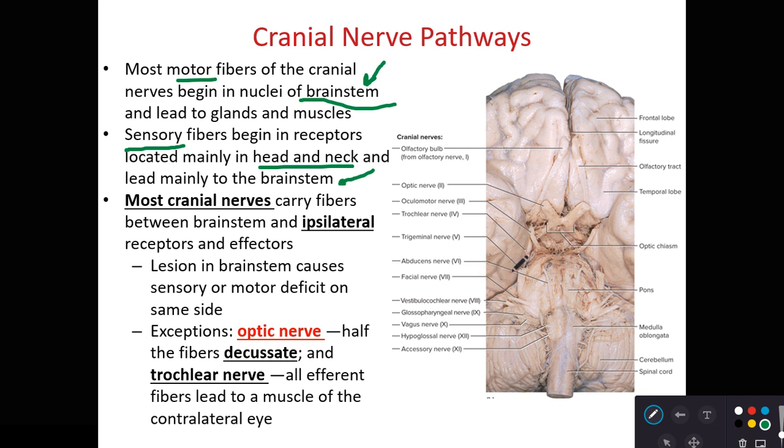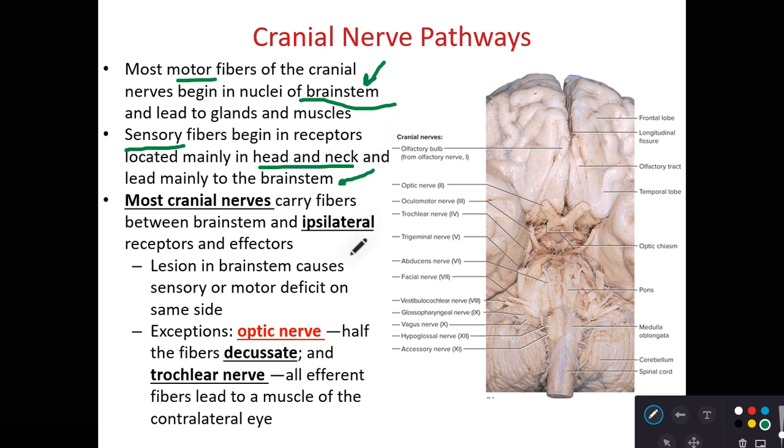To paraphrase this, the cranial nerves are going to typically carry sensory information from the head and neck. And then the motor functions of the cranial nerves are typically going to go to glands and muscles.